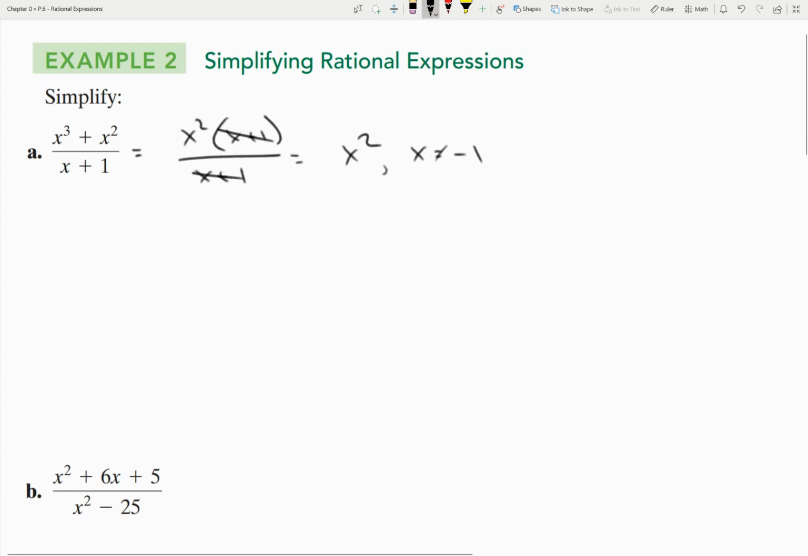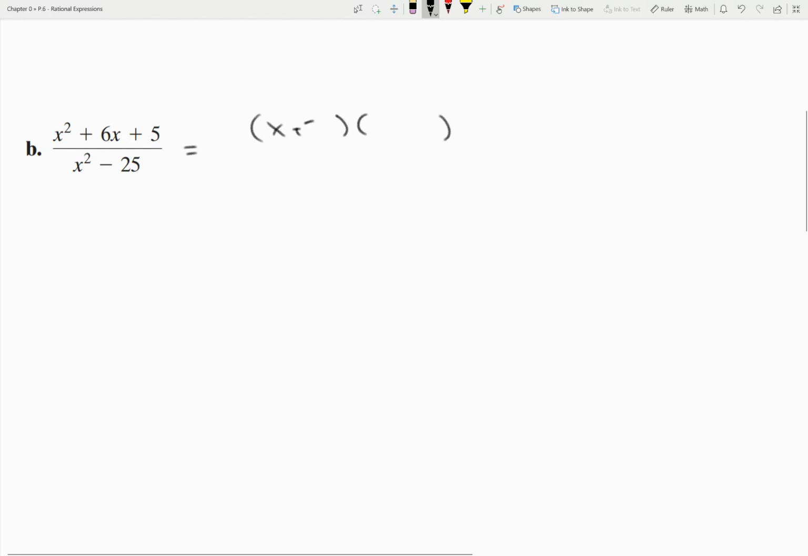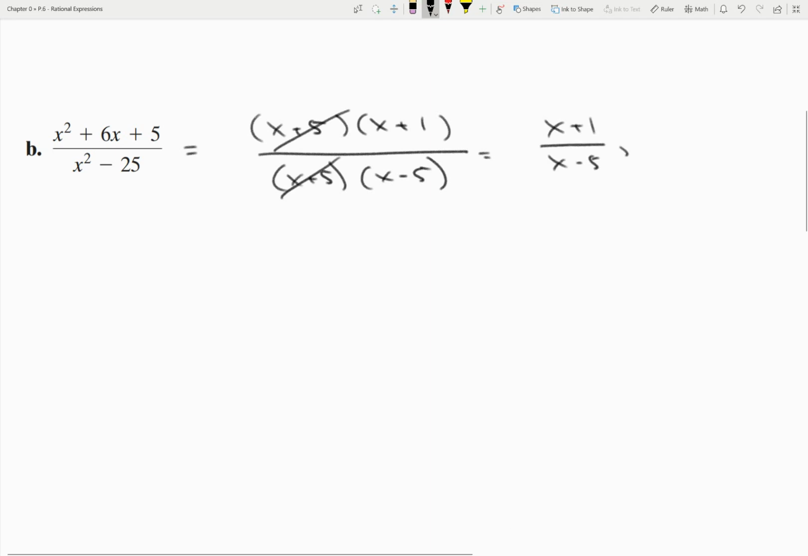Let's see what that means in a later chapter. Okay? Part B, again, let's factor this expression first, the top and the bottom. So the numerator factors to x plus 5, x plus 1. The denominator is the difference of two perfect squares. So that factors into x plus 5, x minus 5. These two cancel. And so my simplified expression is x plus 1 over x minus 5, comma.